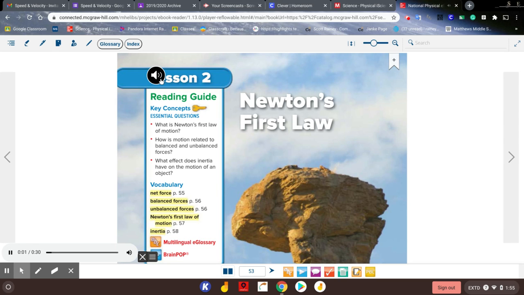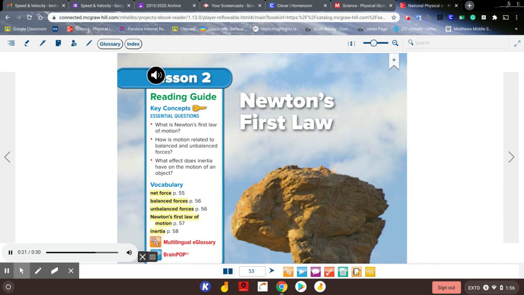Lesson 2. Newton's First Law. Reading Guide. Key Concepts. Essential Questions. What is Newton's first law of motion? How is motion related to balanced and unbalanced forces? What effect does inertia have on the motion of an object?